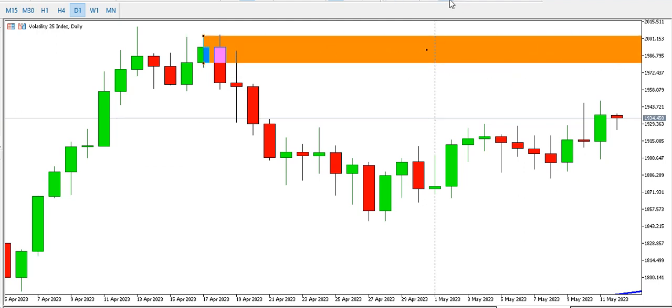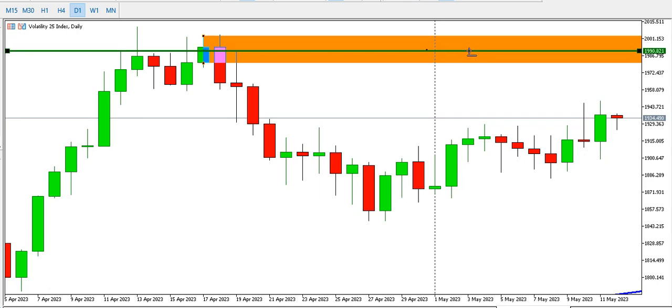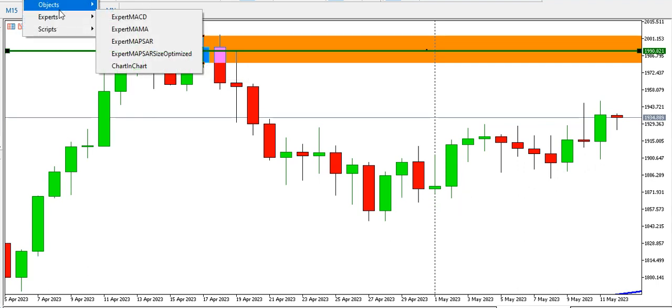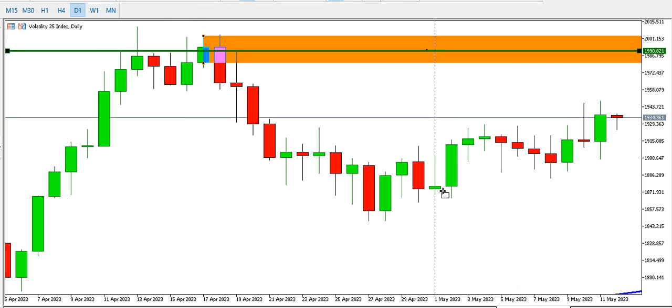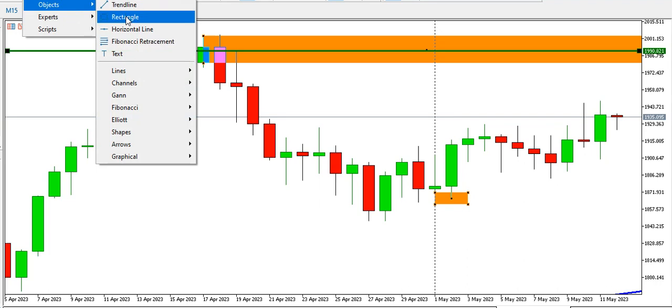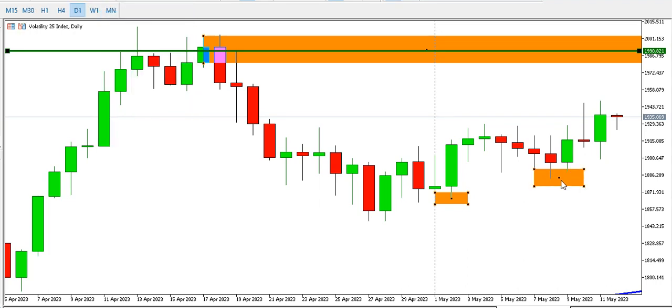We are talking about the 1990 area. Look at higher low, higher high, higher low, higher high. Look at this. This high is higher than this. This low here is higher than this higher low, and this low here is higher than this low.